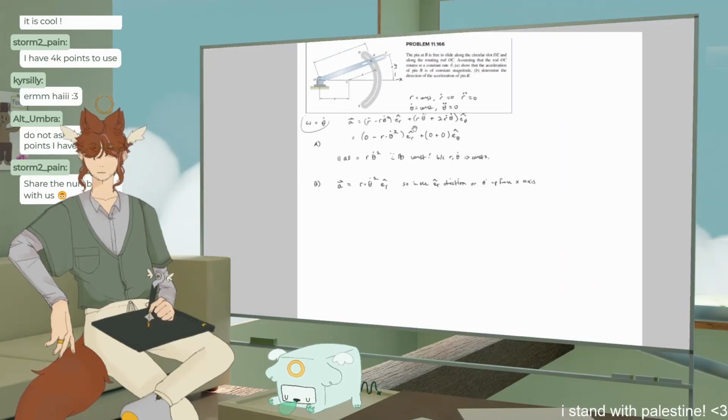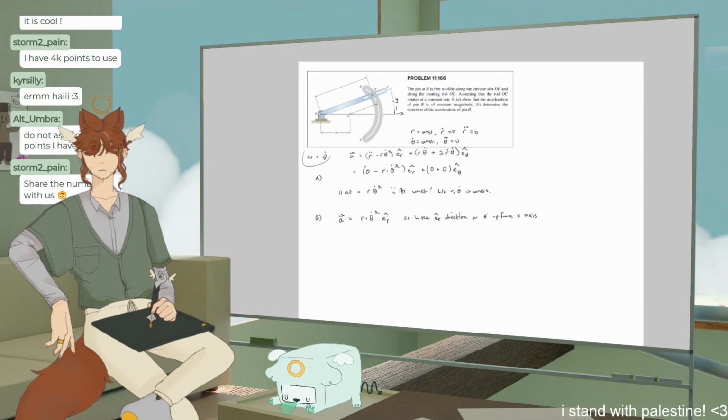Okay, that's fine. I think it's just in that direction. I feel like there's no acceleration because it's not speeding up radially and it's not speeding up tangentially.